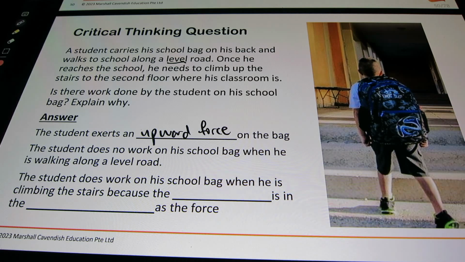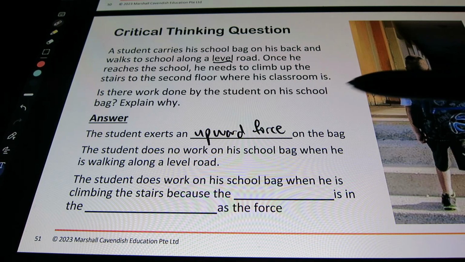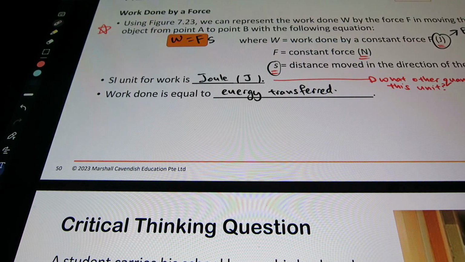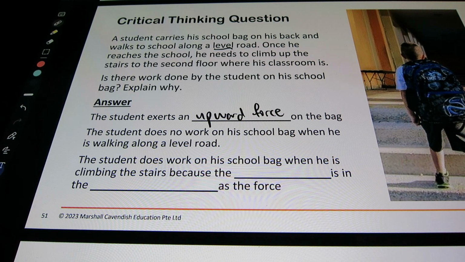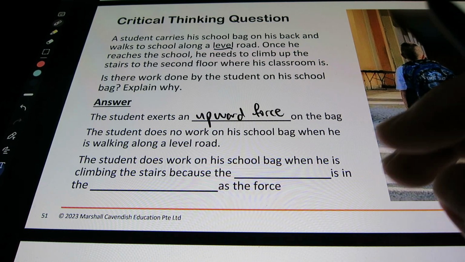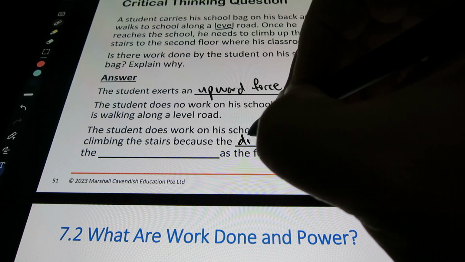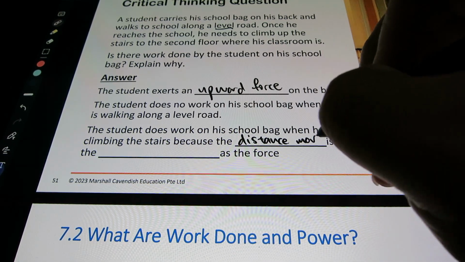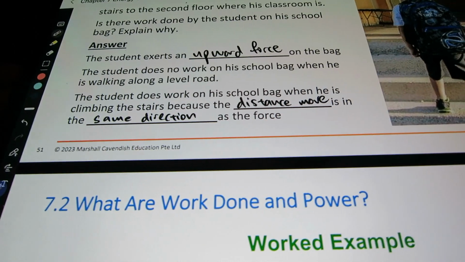on the school bag. However, the student does no work on his school bag, because he is not transferring any energy. Remember, work done is equal to energy transferred. So the kid is not transferring any energy to the bag. If he's already moving with the bag, the system is the bag, and there is no energy transfer, that means the bag doesn't gain any energy. However, when he starts going up the staircase, the distance he moves is in the same direction as the force.